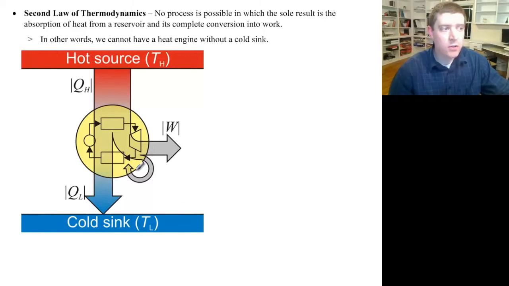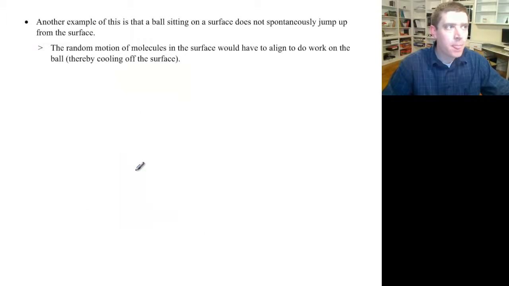Another way of saying this is no heat engine can be 100% efficient. We can't convert all of that heat from the hot source into work. Some of it has to go into the cold sink. In other words, we can't have a heat engine without a cold sink. We've got to have some heat leaving the hot source, some heat going into the cold sink, and some portion of that heat that leaves the hot source can be used to do some work.